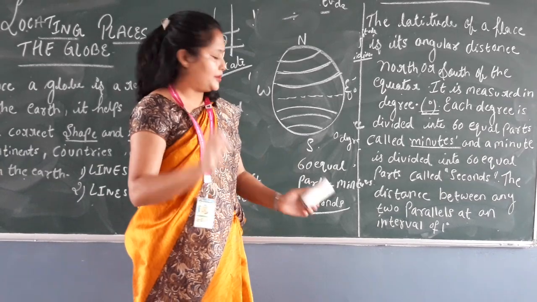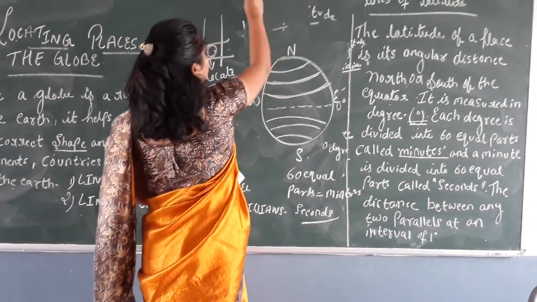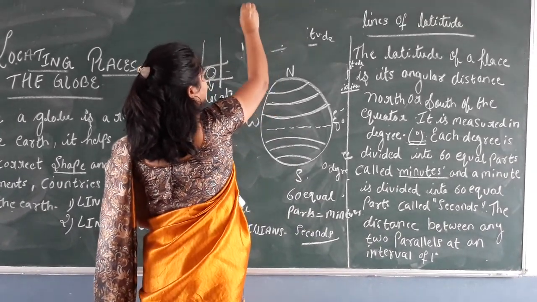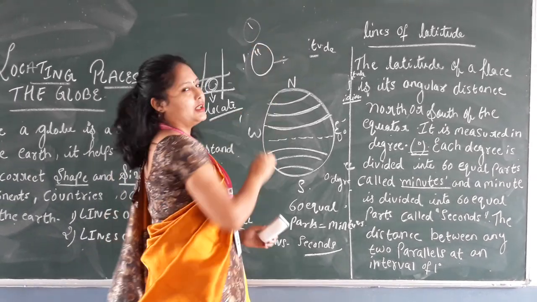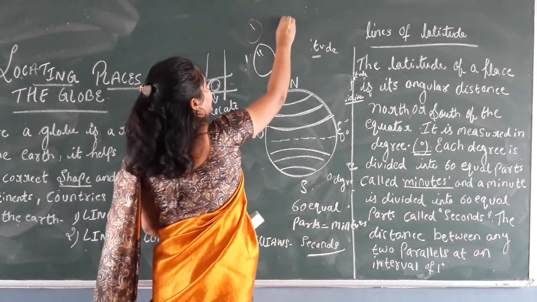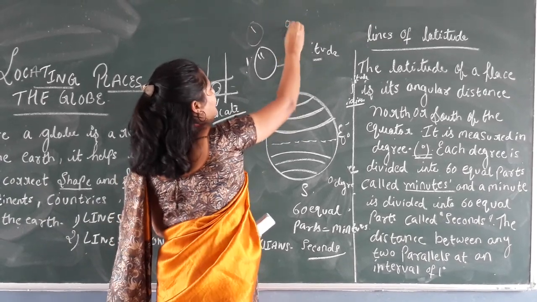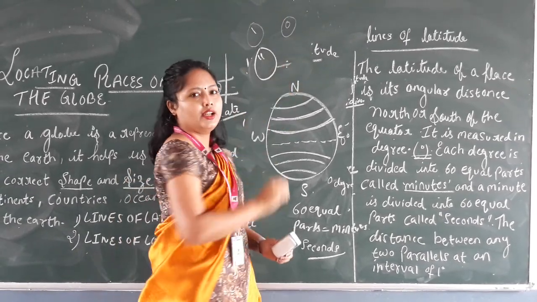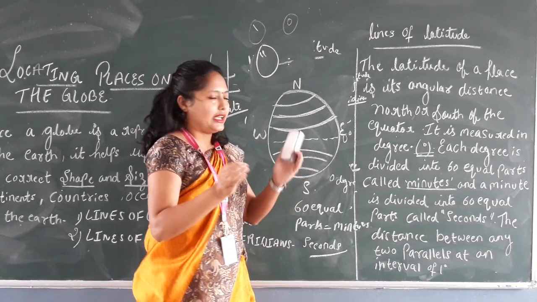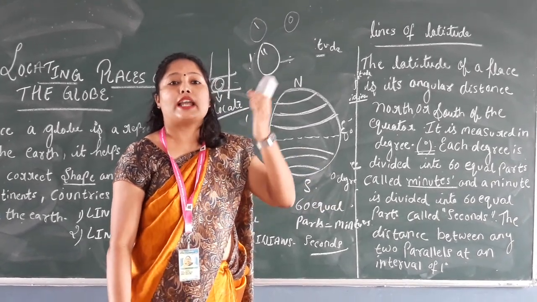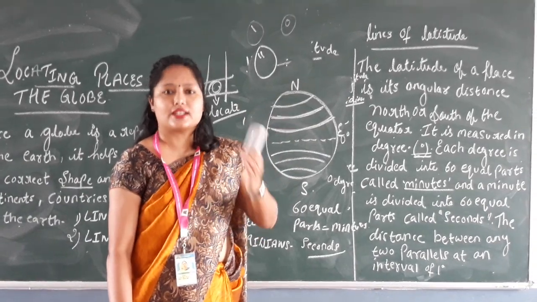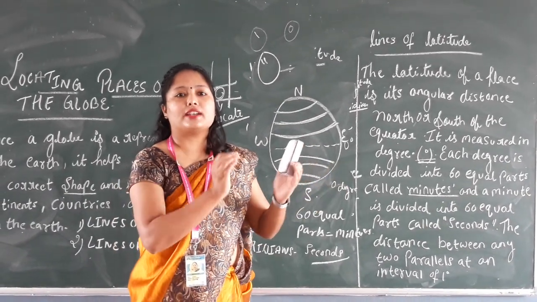In short form, we write minutes with a single apostrophe, and seconds with a double apostrophe. And degree we write in the small form, called degree. Why are these minutes and seconds divided in latitude? It is to calculate time. In a later class you will know how times are calculated.